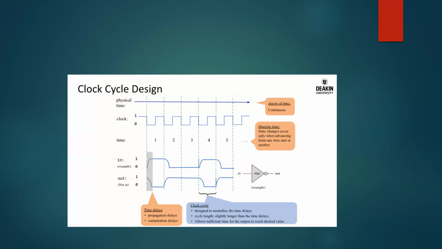So the next one, clock cycle design. It's basically the same thing as before, but this time we'll talk about how the clock cycle gives different delays, which are the propagation delays: the amount of time required for a signal to be received and to be sent. It is caused by the time it takes for the signal to travel through the medium, and a computation delay. Because of the time delays, the clock cycle is put in place to neutralize them. So the cycle length negates the time delay. It gives time for the output to reach the desired value.